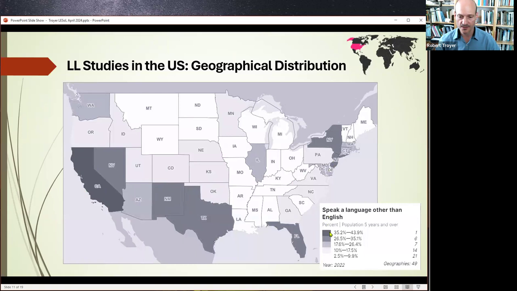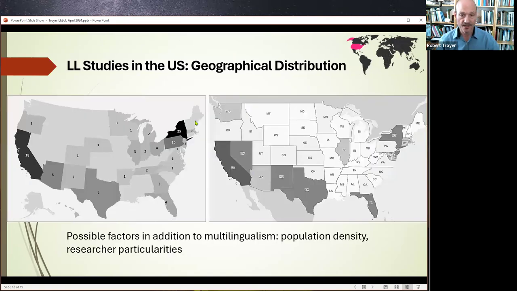These darkest colored states, this is about 35 to 44% of the population over the age of 5 who speak a language other than English. And so you can see that along the East Coast and the West Coast and the southern border are the highest percentages. And then we have kind of the monolingual English section of the United States here in the Midwest and the North. And if we look at these side by side, we can definitely see a connection. This is on the left-hand side, studies of the linguistic landscape, and on the right-hand side, multilingualism, or the presence of languages other than English. And so you can definitely see a connection here.